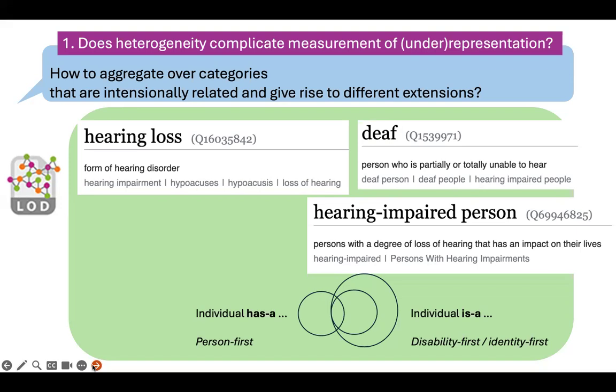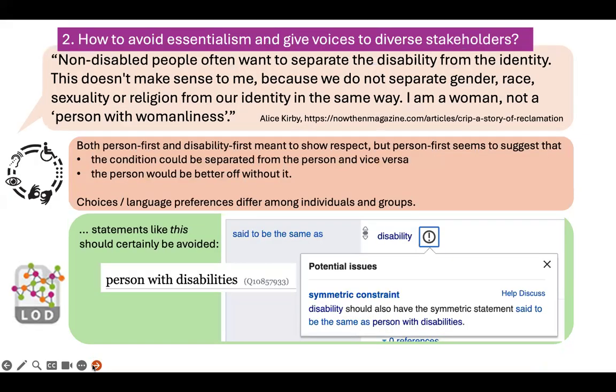The second convention is called disability first and sometimes also identity first language. Now, is this only some linguistic variation? No. We find voices from disabled people such as the following. Non-disabled people often want to separate the disability from the identity. This is the person first language. This doesn't make sense to me because we do not separate gender, race, sexuality, or religion from our identity in the same way. I am a woman, not a person with womanliness. In addition to this strange separation, some people also consider there to be undertones of the person would be better off without that condition. And that's, of course, disrespectful.